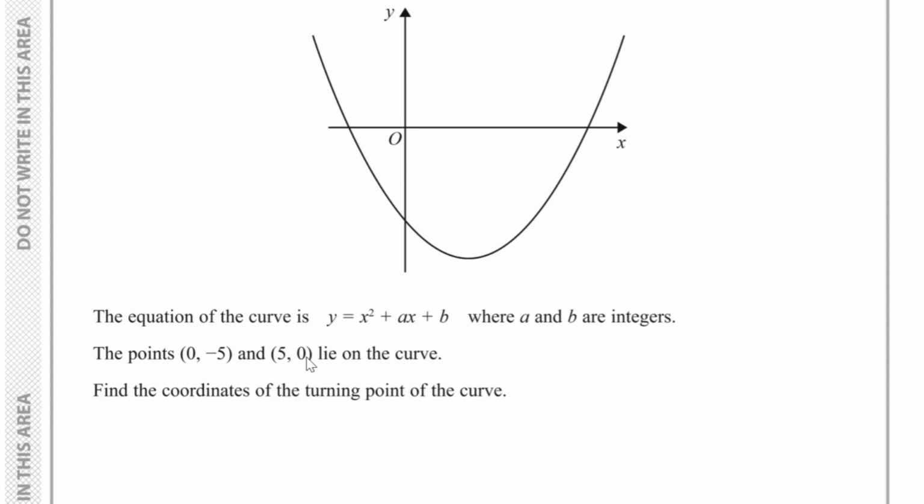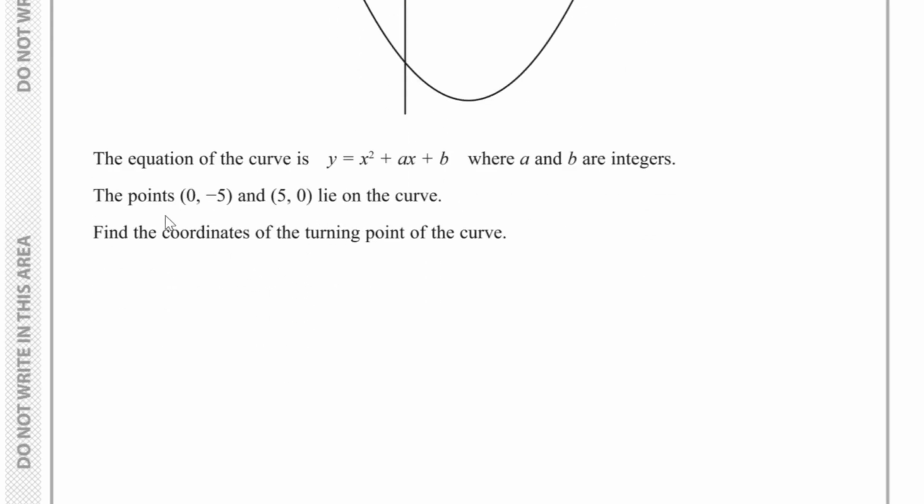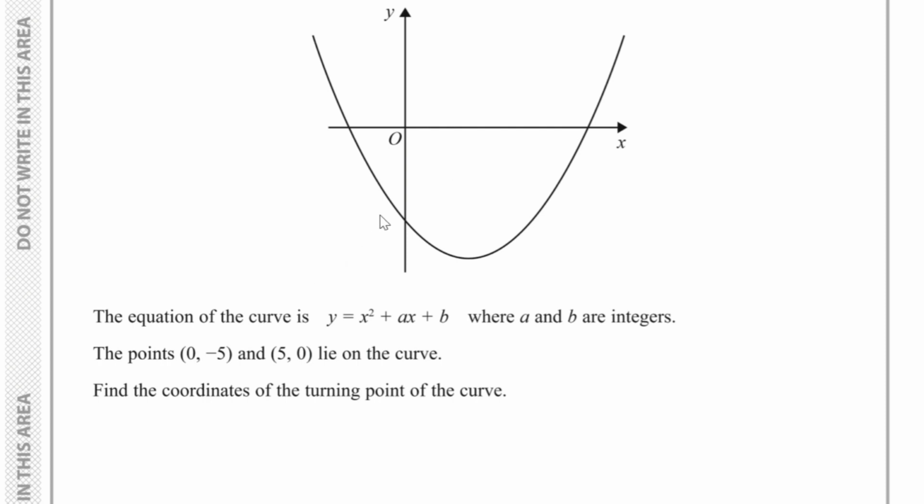Now what we need to do before anything else is actually find the values of a and b. We can do this by substituting the coordinates 0, -5 and 5, 0 into this equation. Here we've got the coordinate 0, -5, and here we've got the coordinate 5, 0.